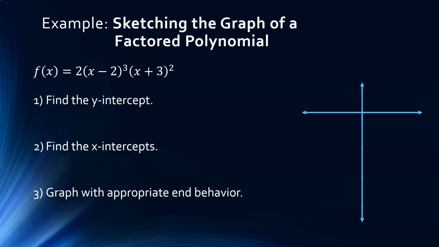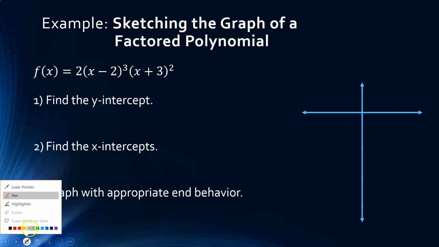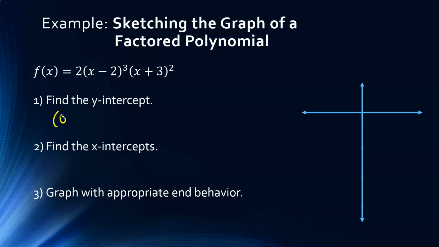All right, let's do another one together before you try one on your own. For this one, we have these two factors, (x - 2) cubed and (x + 3) squared. Let's start by finding the y-intercept. To find the y-intercept, remember, that's where x is 0 and y is some number.